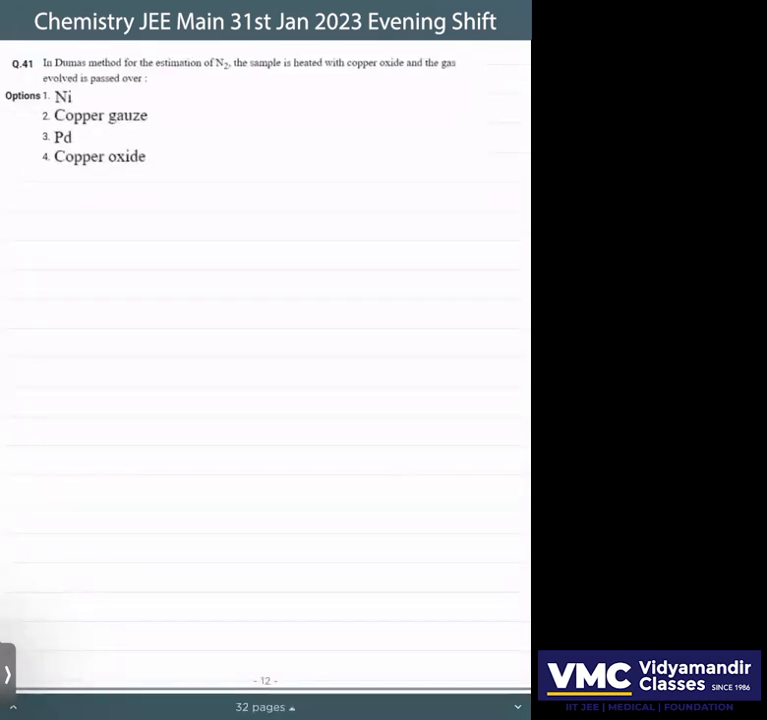Next question, in the Dumas method for the estimation of nitrogen, the sample is heated with copper oxide and the gas evolved is passed over copper gauze. It is mentioned in NCERT that in the Dumas method, the sample is heated with copper oxide and the gas evolved is passed over copper gauze for estimation of nitrogen. So the answer will be option second.